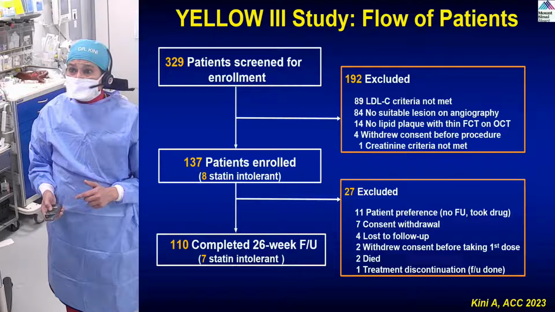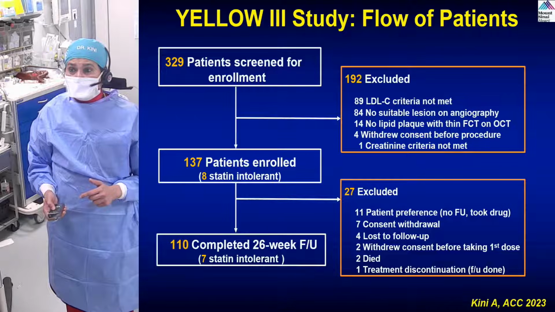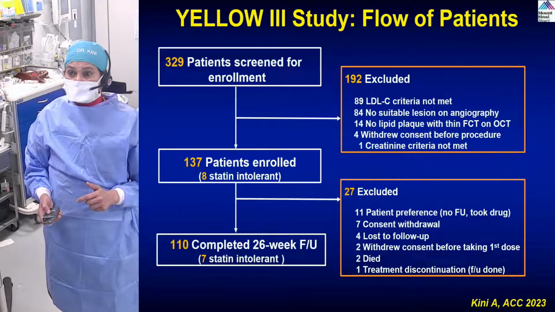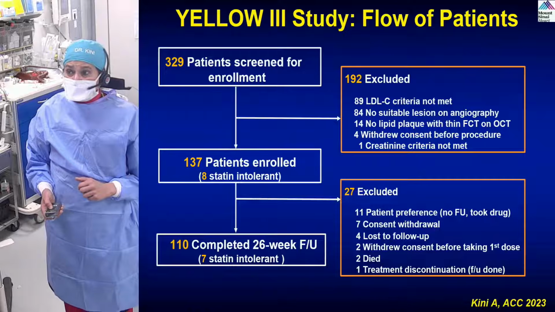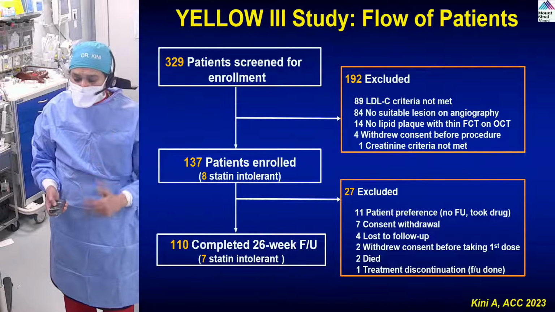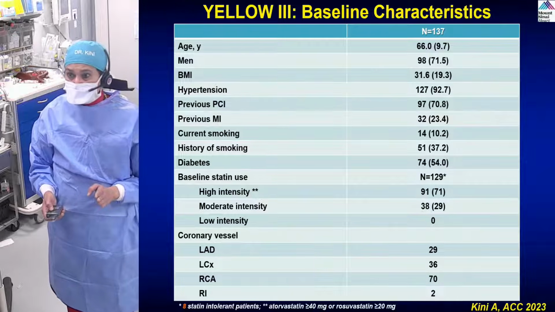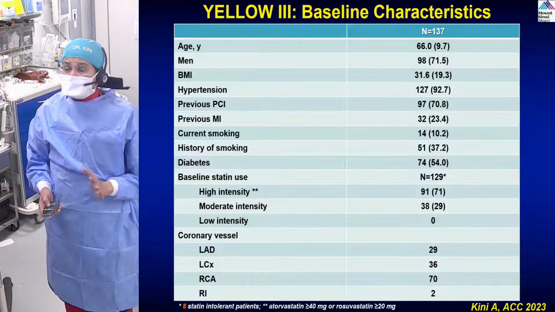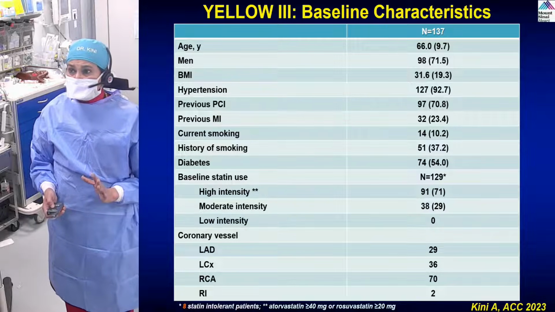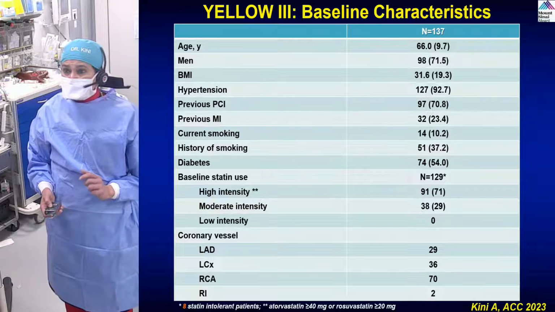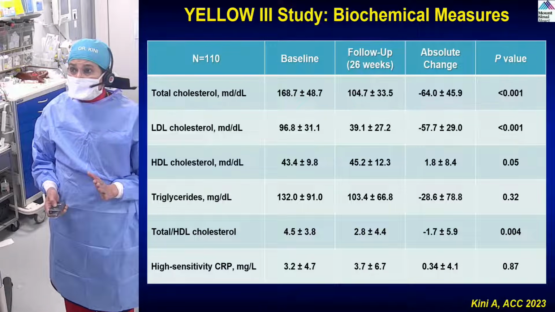So 137 patients were enrolled. 8 were statin intolerant, and 110 completed 26 weeks of follow-up. Of those, 7 were statin intolerant. 27 were excluded for various reasons, meaning they did not come back for follow-up. So we had 110 patients who completed follow-up. The baseline characteristics of the 137 patients show complex patients, at least half of them were diabetic, and various vessels were imaged.